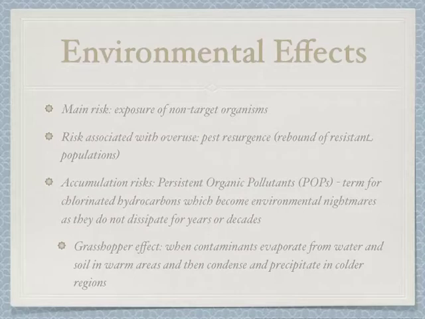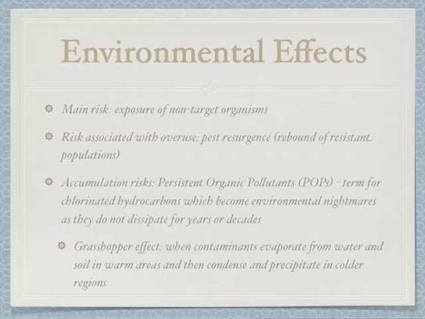Environmental effects. The main risk that we consider when using pesticide is the exposure of non-target organisms. These could include people as well as animals and other plants. There are also risks associated with overuse of pesticides. We can have a pest resurgence, which is a rebound of resistant populations, and because the pest becomes adapted, where one or two will survive because they are resistant, and then they will overpopulate and become the main genetic variation, causing a resurgence in the pest, and then this pesticide that they have become resistant to now needs to be eliminated because it no longer is effective.